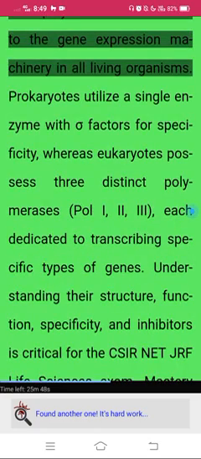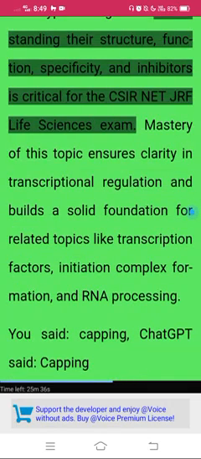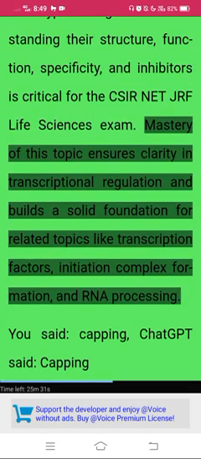Conclusion: RNA polymerases are central to the gene expression machinery in all living organisms. Prokaryotes utilize a single enzyme with sigma factors for specificity, whereas eukaryotes possess 3 distinct polymerases, Pol 1, 2, 3, each dedicated to transcribing specific types of genes. Understanding their structure, function, specificity, and inhibitors is critical for the CSIR NET JRF Life Sciences exam. Mastery of this topic ensures clarity in transcriptional regulation and builds a solid foundation for related topics like transcription factors, initiation complex formation, and RNA processing.